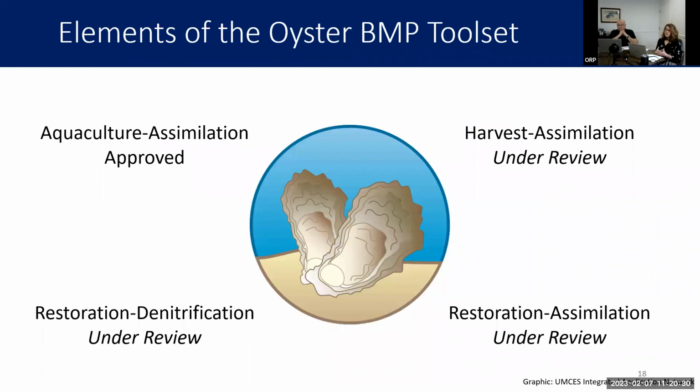So with all the combinations of practices and protocols that the Oyster BMP expert panel has evaluated, they're essentially pushing forward 4 elements to the Oyster BMP toolset. One of those has been approved in the first report in 2016, which is just to summarize, essentially oyster aquaculture practices, removing nutrients through assimilation into oyster tissue.